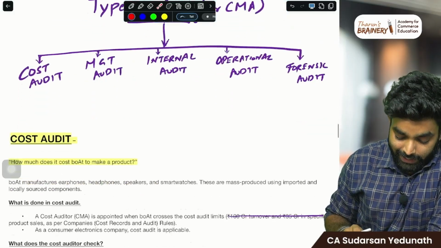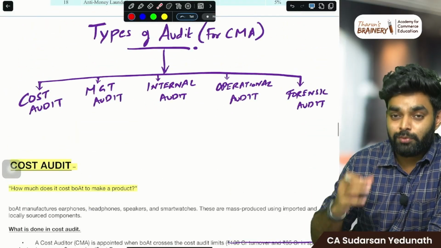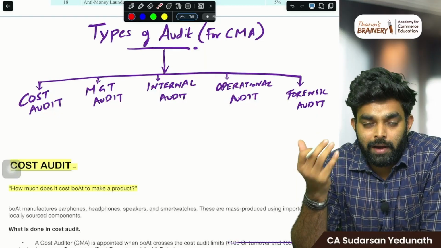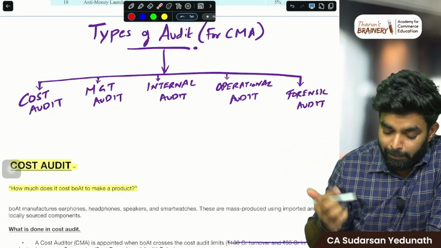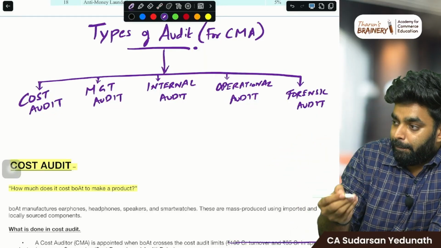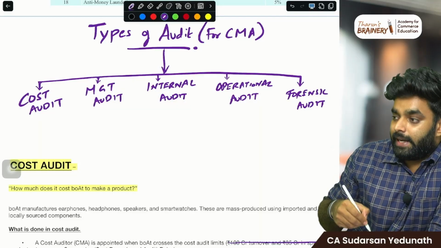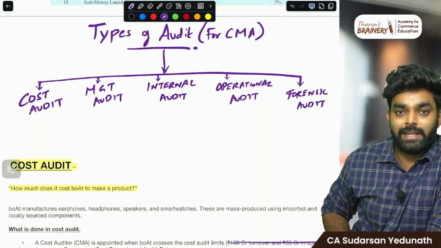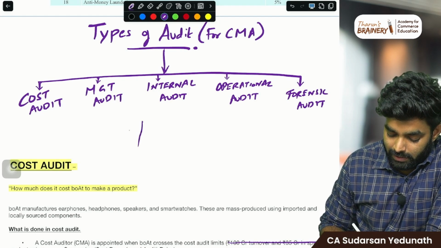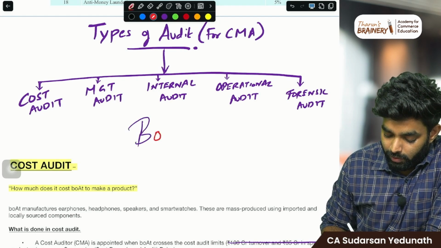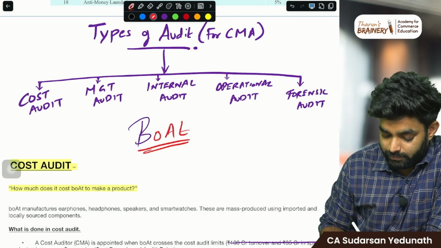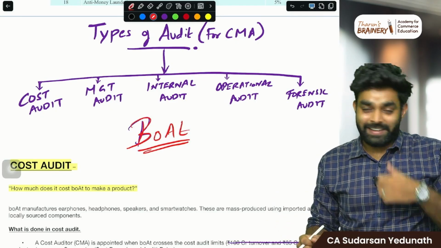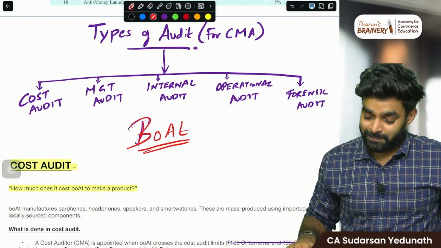What is actually cost audit? What is management audit? How are these things actually working in the market? So we will take one company as an example, and see how these things become applicable for that company. This is one company for which everything is applicable, which is why I have taken it. You would know this company called Boat, the earphone and smartwatch company, right? We have taken Boat today.